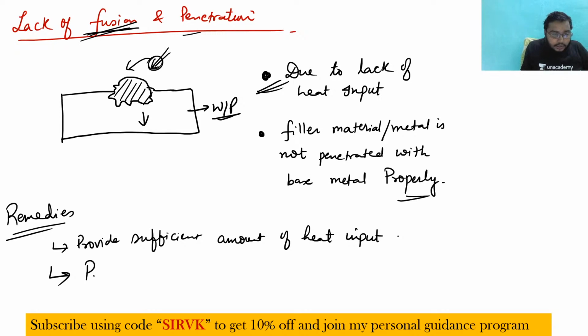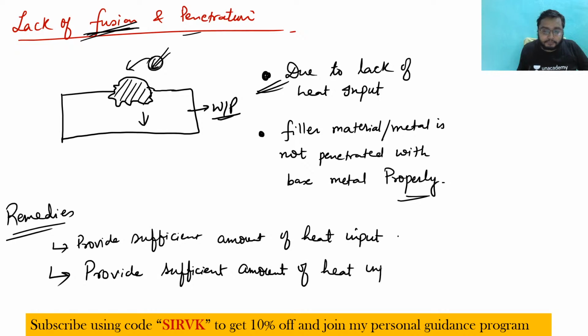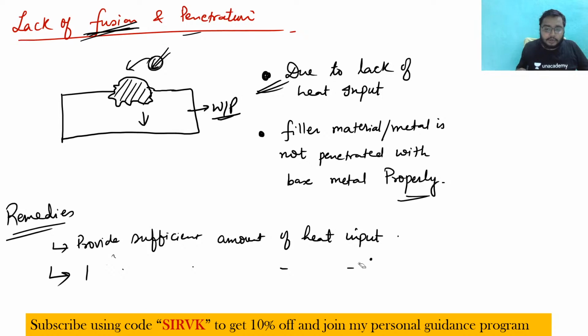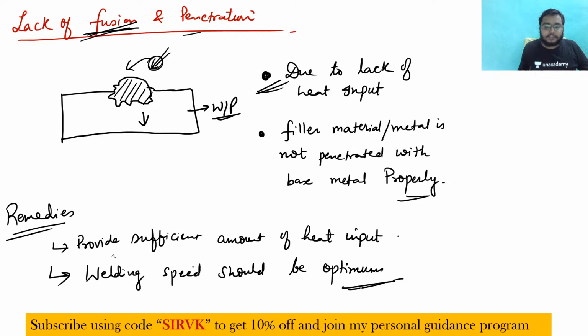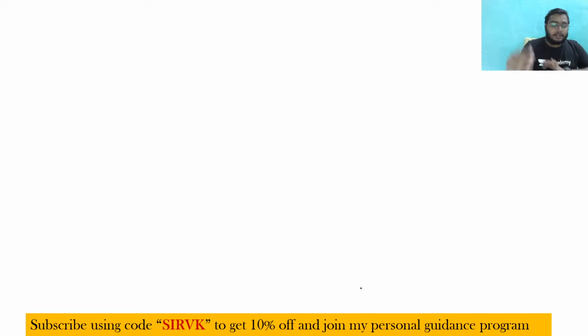So what you can do is always provide a sufficient amount of heat input. These things I have already told you. What you can do, I have explained to you: welding speed should be optimum. Fine. So this is all about this welding defect.